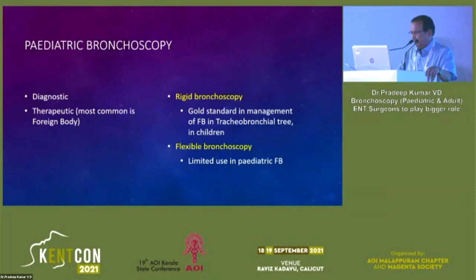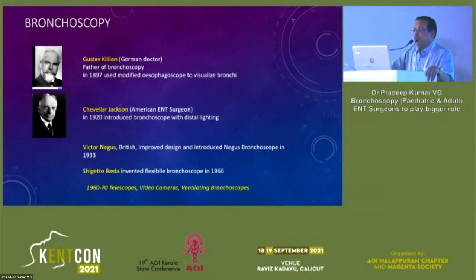Just to throw some light on the history, Gustav Killian was considered the father of bronchoscopy, performing the first bronchoscopy in 1897 using a modified esophagoscope. And then came Chevalier Jackson, who introduced the distal lighting system. Then Victor Negus and Shigeta are credited with the flexible bronchoscopy.